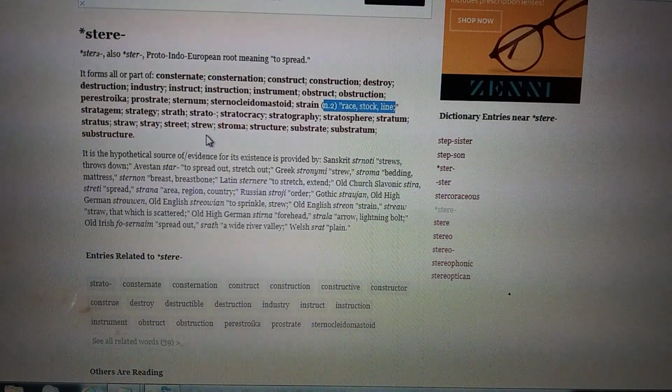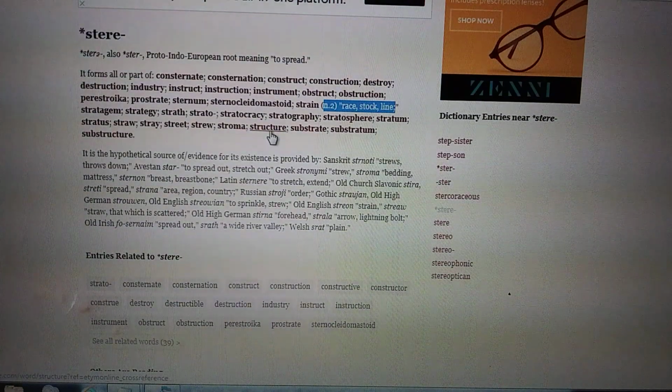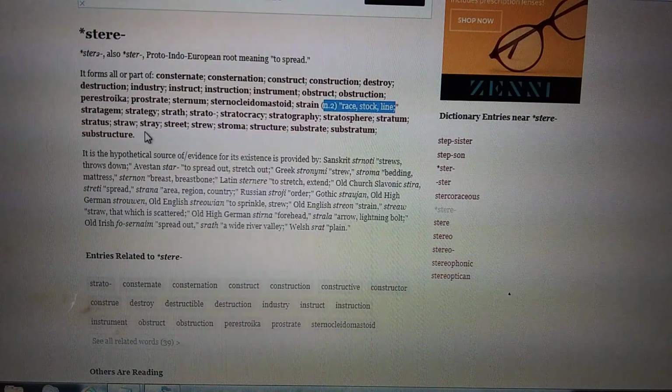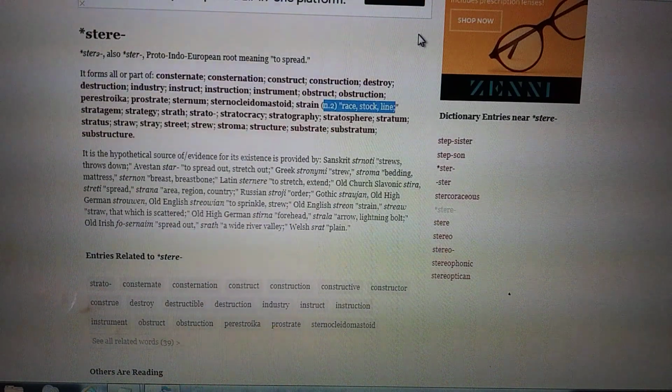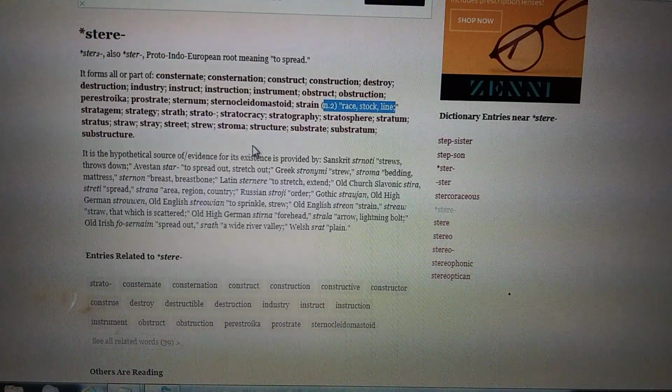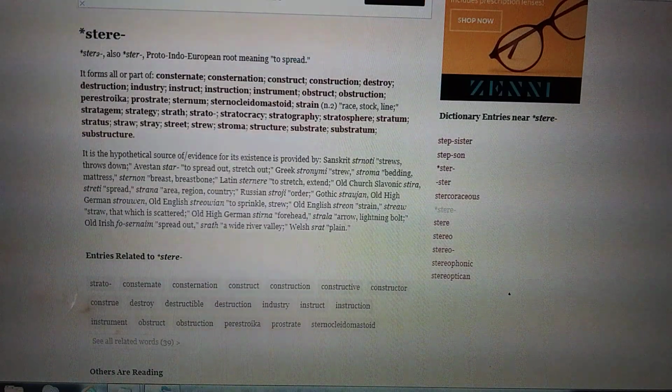You know what I'm saying? Stroma, structure, substrate, substratum, substructure. Okay? Alright. So we're only talking structure. We're talking about the construct, right? But real quick, just kind of bring it home.